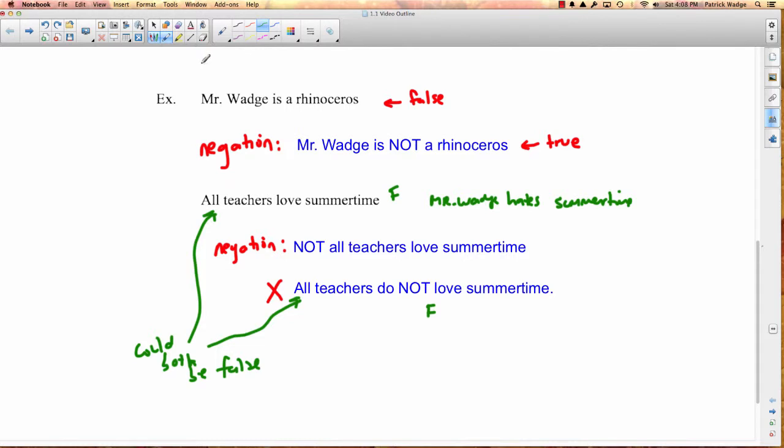And remember, our rule is that the statement, all teachers love summertime, and the negation, not all teachers love summertime, one has to be true and one has to be false. So you do have to be careful with these. I know at first it's like, this is the easiest thing ever. You just throw not in front of it. But sometimes it's important where you put the not. Okay, moving on.